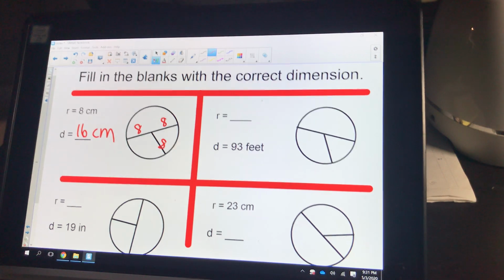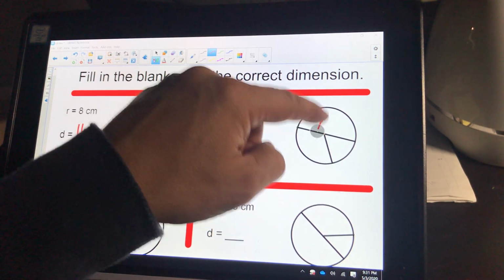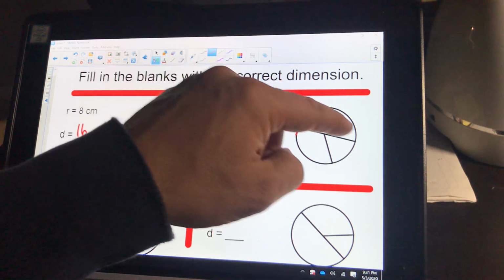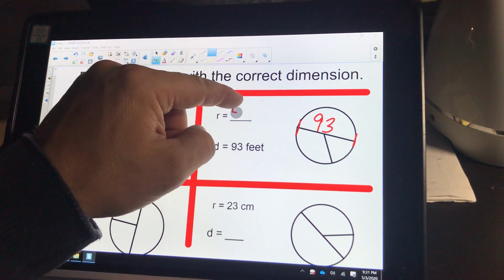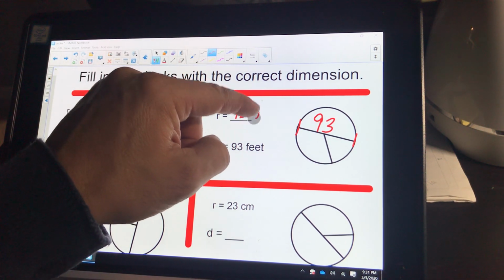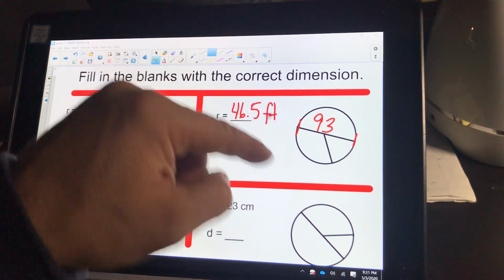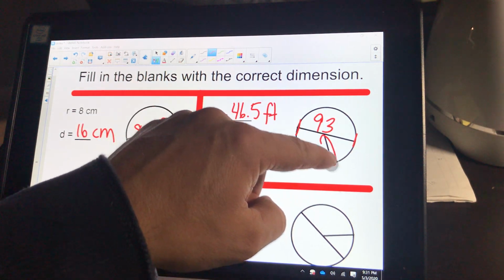Okay, how about over here? The diameter is 93 feet. Okay, so 93 is the whole thing. So I'm going to have to divide that by 2. Okay, that's got to be 46.5 feet. Okay, that's the radius.